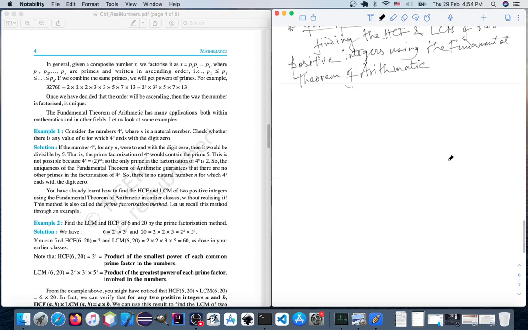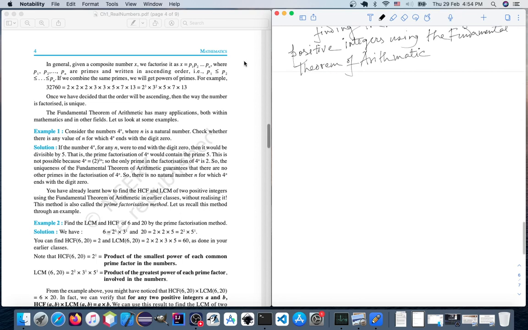So it tries to demonstrate this with example 2. Example 2. It says find the HCF and LCM of 6 and 20 by prime factorization method.